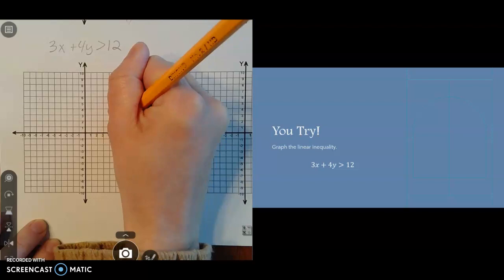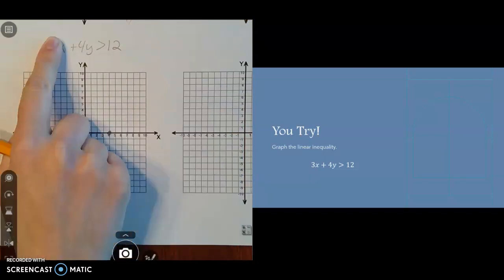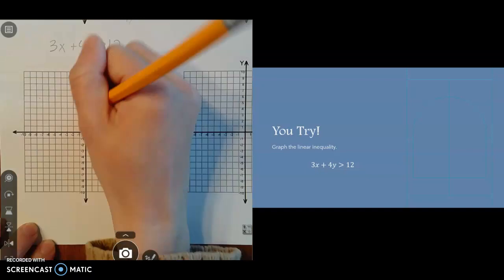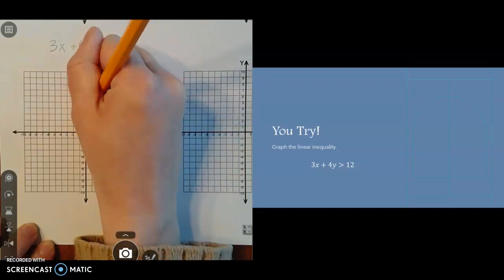The y-intercept happens when x is 0. So you'd have 4y equals 12, and I divide both sides by 4 and get y is 3. So we'd have a y-intercept of (0, 3).